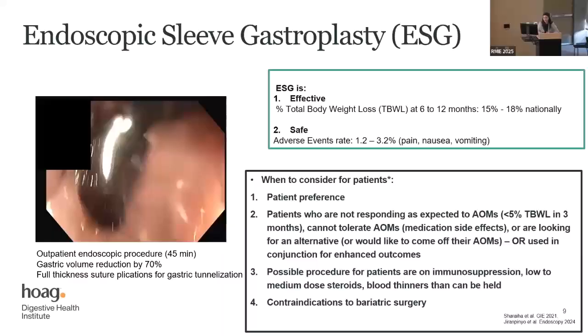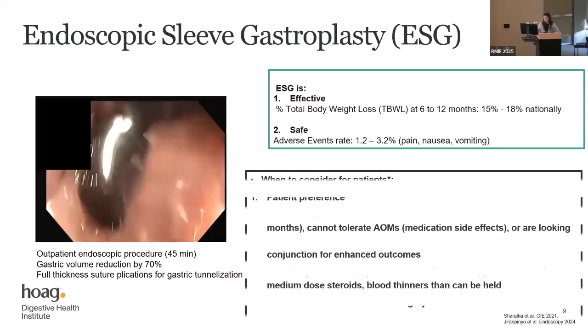There are also patients that need to be on AOMs but are requiring additional therapy in order to get effective weight loss. So these are your patients with a high BMI of over 45 that may not be able to ever get down to the low 30s or high 20s just on AOMs, that they need a secondary procedure with it. Patients that are on immunosuppression, steroids, and blood thinners that can be held are good candidates, and those that have contraindications to bariatric surgery.